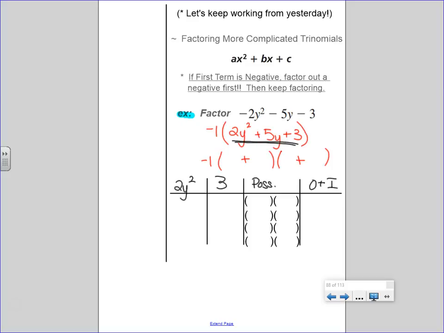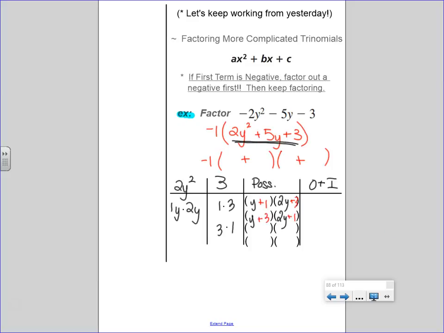What times what makes 2y squared? I did 1y times 2y. What times what makes 3? 1 times 3 or 3 times 1. So couldn't we check 1y, 2y, 1y, 2y? We're checking plus 1 plus 3 or plus 3 plus 1.